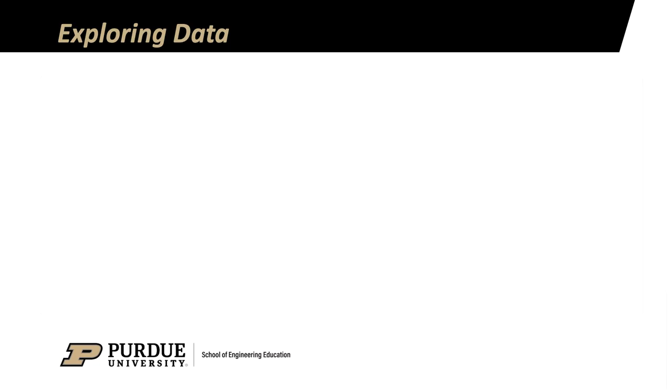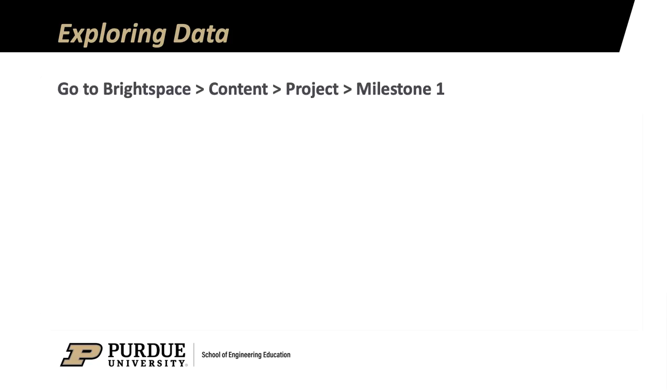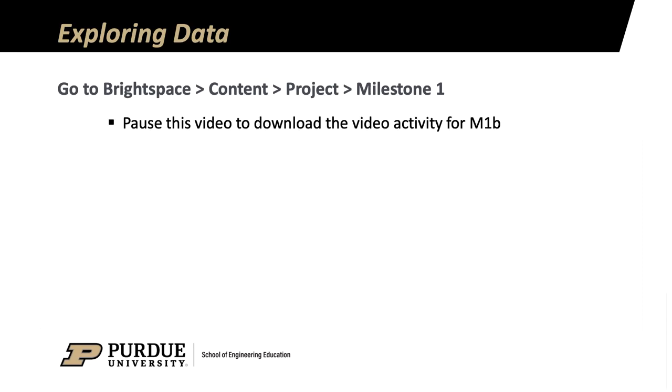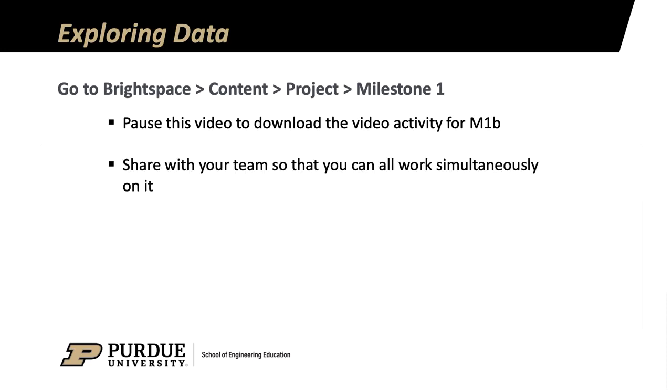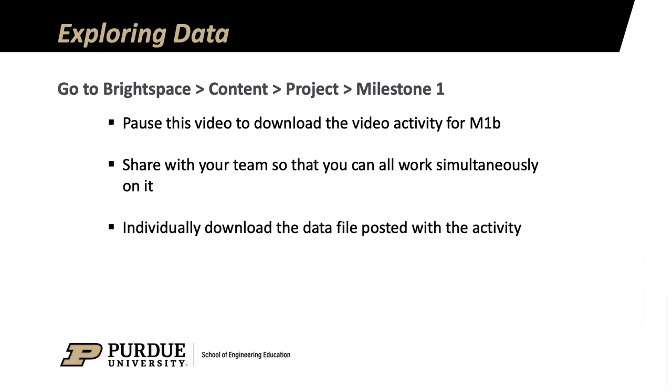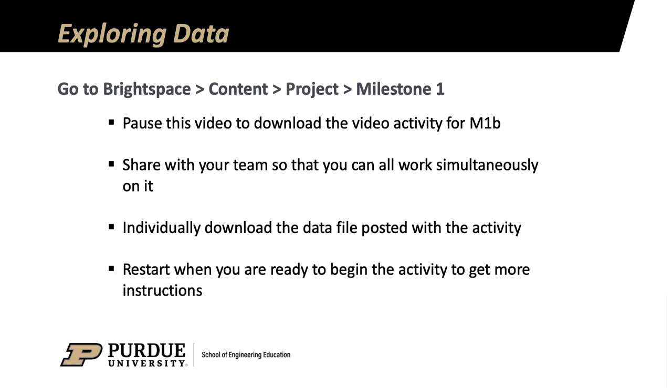Before we begin actually worrying about parameter identification in noisy data, you are going to work in your teams to explore the data for Milestone 1. Go to Brightspace for your section, then navigate to Content, then Project, then Milestone 1. Pause this video to download the M1B video activity. You should find the link right under the video you are watching. Share the document with your team in such a way that all team members can simultaneously work on it. While you are there, you also need to individually download the data file posted so that each team member can inspect the data. Restart when you are ready to begin the activity to get more instructions.